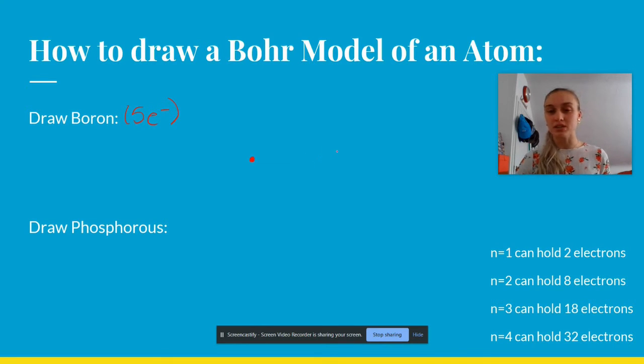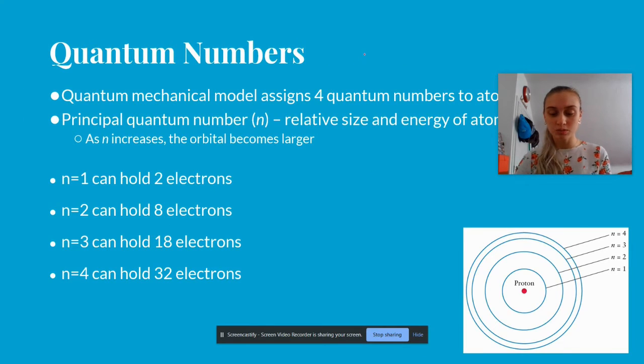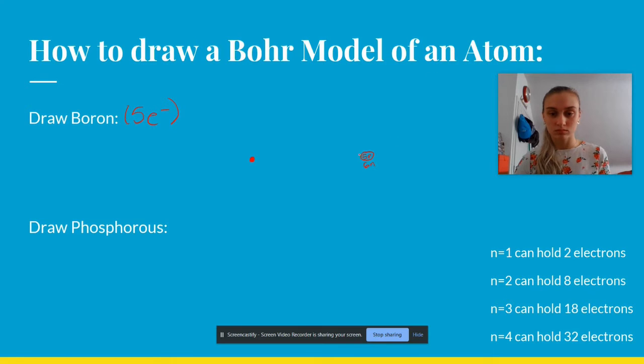Some people you might see do this, where they draw a circle and put like 5p and 6n, depending on the isotope, but I'm not going to do that. Pretend that's not there. So I'm just going to draw like this for simplicity.